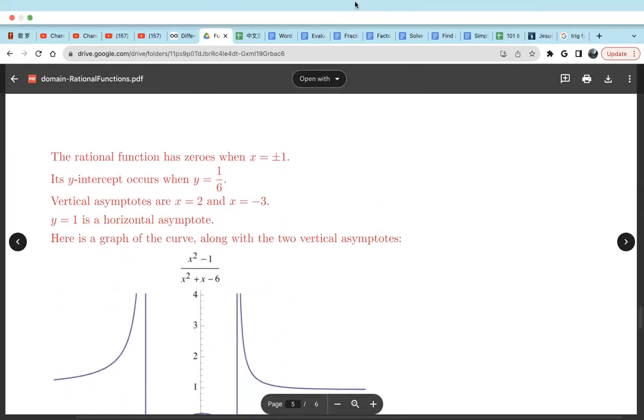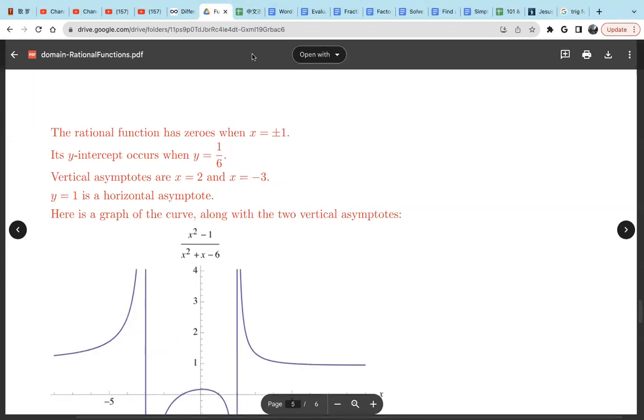What about its x-intercepts or its zeros? Zero means the numerator is 0. X squared minus 1. That means x squared equals 1, so x equals plus minus 1. And of course, y is always 0 for the x-intercept. For the y-intercept, x is 0. This is gone, this is gone, this is gone. We're left with -1 over -6, which becomes +1 over 6. So the y-intercept: x value is 0, y value is 1 over 6.